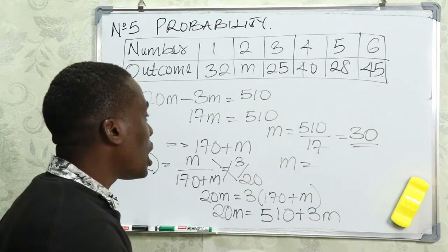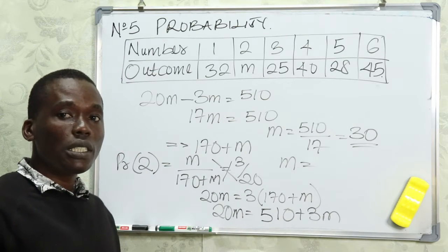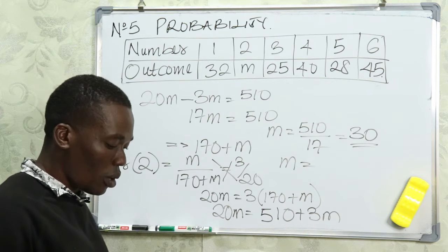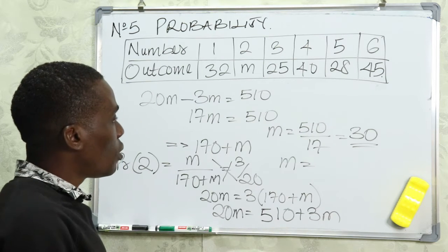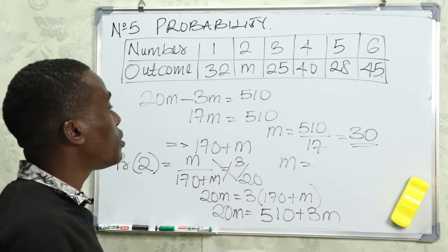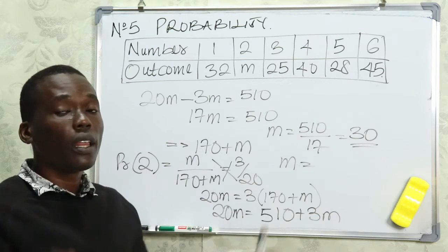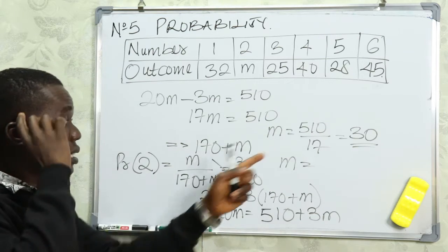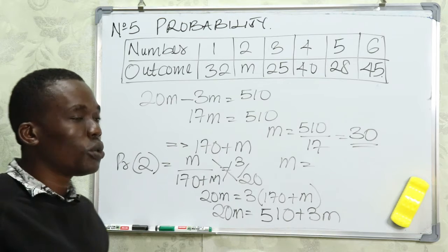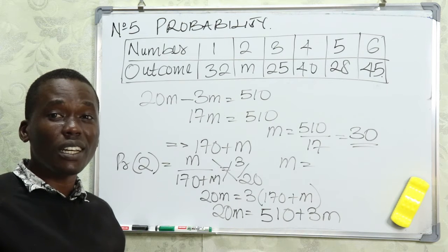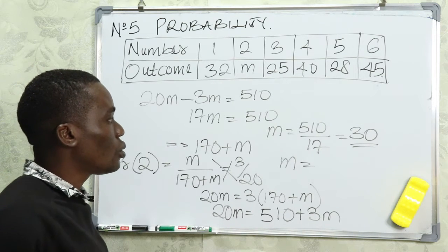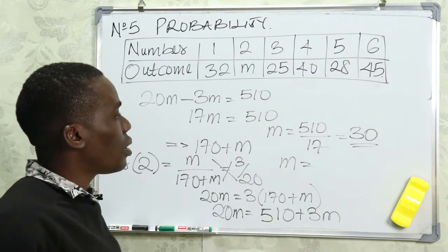So if you use your calculator, because you're allowed to do that in the exam, you can use your calculator. If you do that, we are going to get 30. So that is exactly the value you get when you do that. So you see, we've gotten the answer to the first question, the value of m.